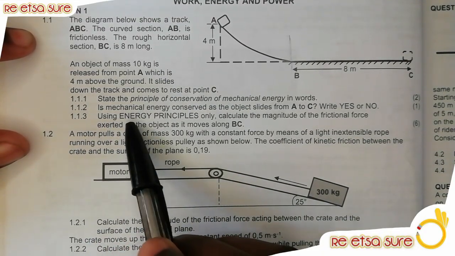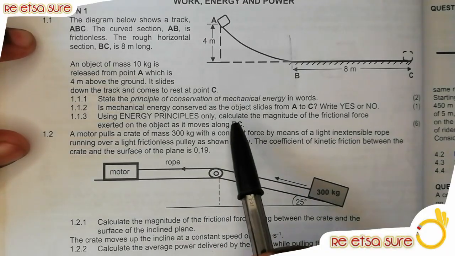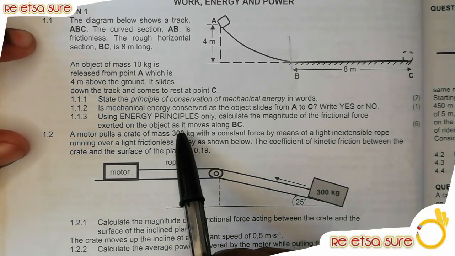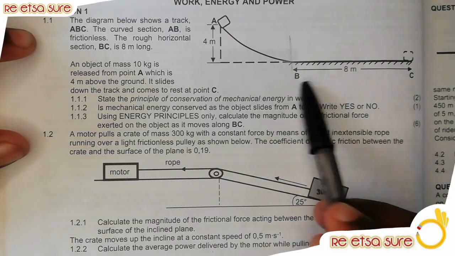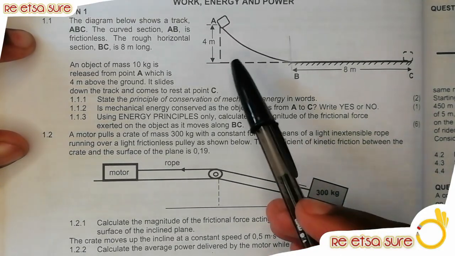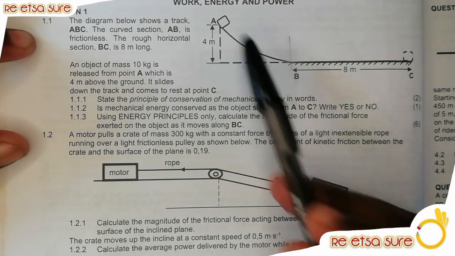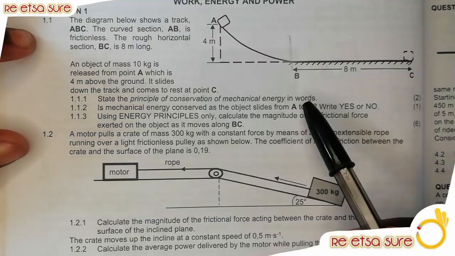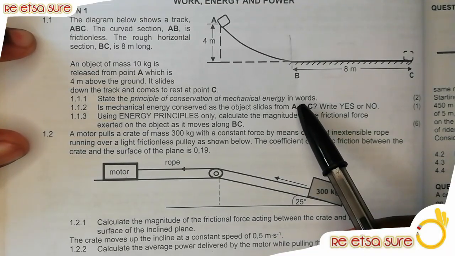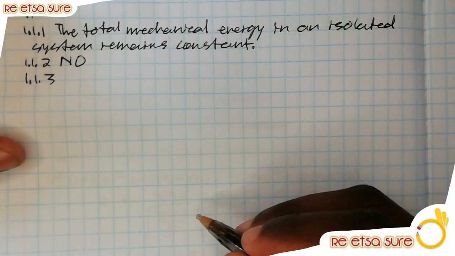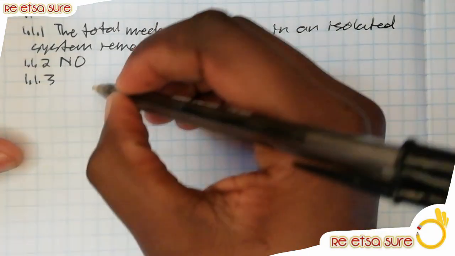1.1.3. Using energy principles only, calculate the magnitude of the frictional force exerted on the object as it moves along BC. Since we have stated that mechanical energy is conserved from A to B, we can use the conservation of mechanical energy equation to calculate the velocity of our object when it reaches point B. The equation looks like this.